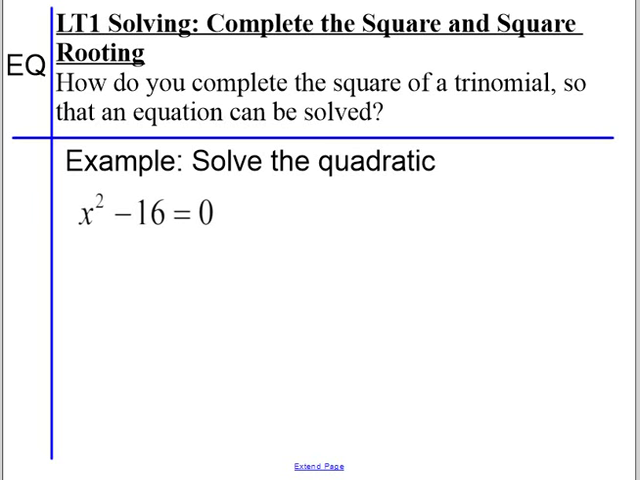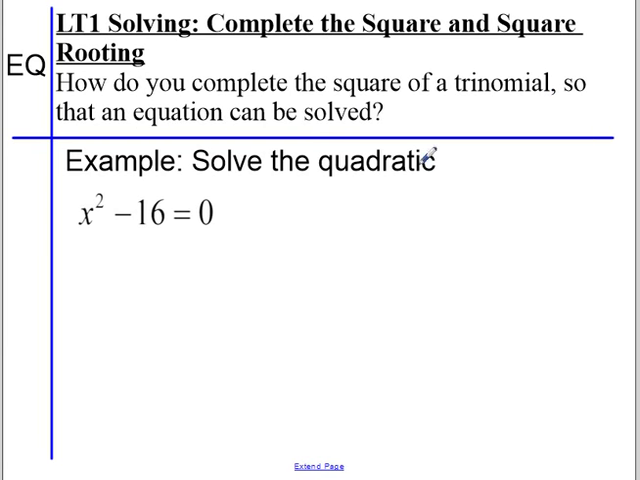Today's lesson continues our work with Learning Target 1 in Unit 2 on quadratics. In this lesson, we're going to talk about more solving techniques. The techniques we're going to talk about today are completing the square and square rooting. I want you guys to think about, as we go through this lesson, how do you complete the square of a trinomial so that an equation can be solved.